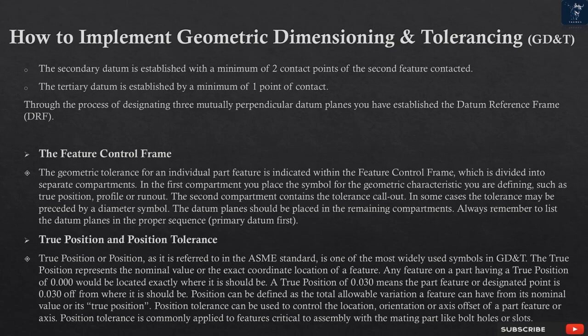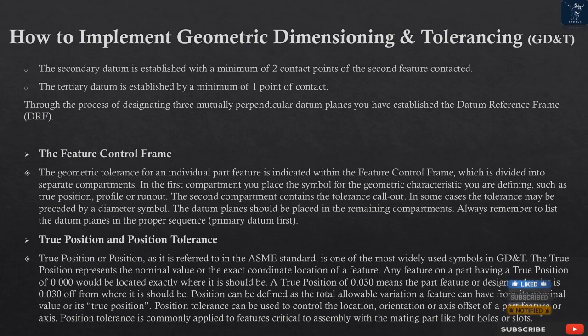The feature control frame. The geometric tolerance for an individual part feature is indicated within the feature control frame, which is divided into separate compartments. In the first compartment you place the symbol for the geometric characteristic you are defining, such as true position, profile or runout. The second compartment contains the tolerance callout. In some cases the tolerance may be preceded by a diameter symbol. The datum planes should be placed in the remaining compartments. Always remember to list the datum planes in the proper sequence, primary datum first.